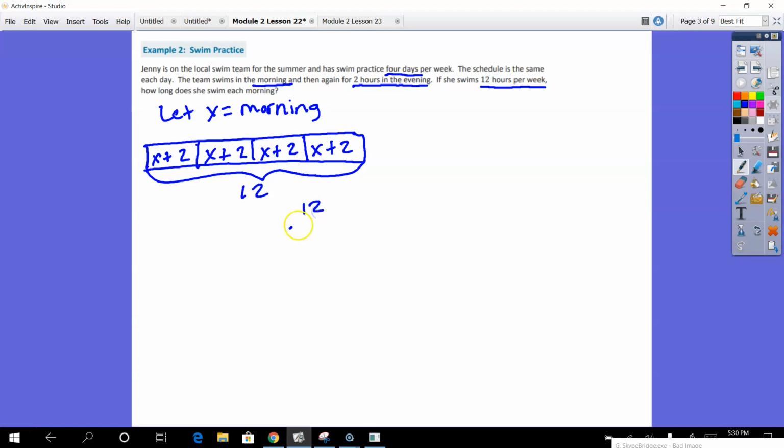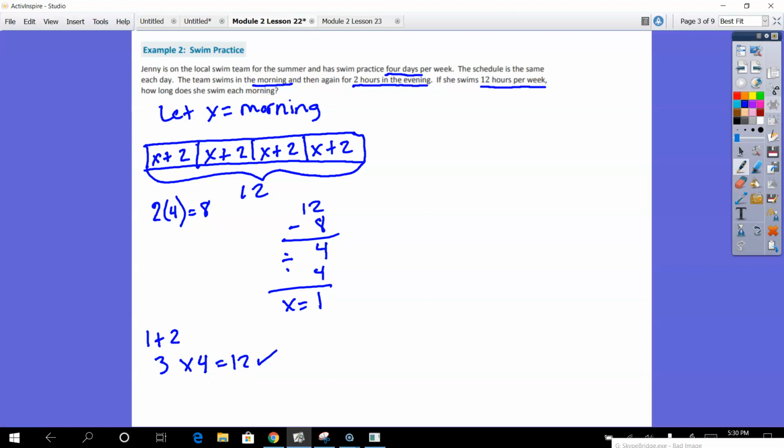So then 12 minus, we have 2, 4, 6, 8. I did that by doing 2 times 4. So I have a total of 8, so I'm subtracting 8, which leaves me with 4, and then I have 4 x's, so I'm dividing by 4. 4 divided by 4 is 1, so x is equal to 1. Does that make sense? If she swims for 1 hour plus the 2 hours, so one day she swims 3 hours, and she swims 4 days a week, well, 3 times 4 does equal 12. So yes, that does make sense.